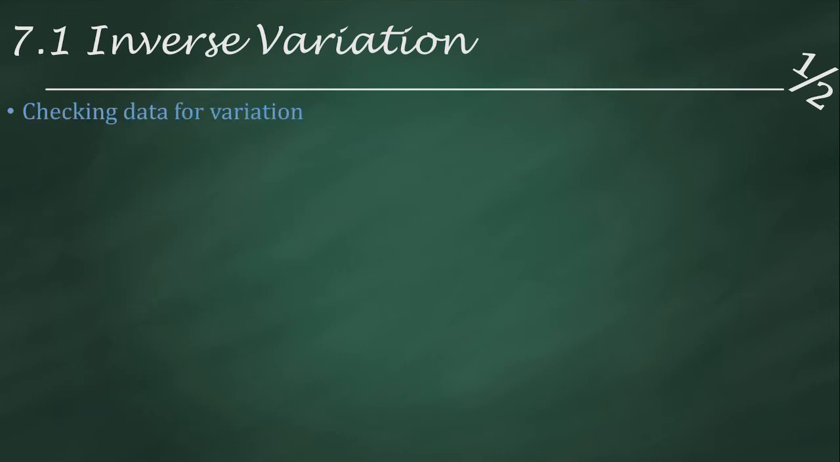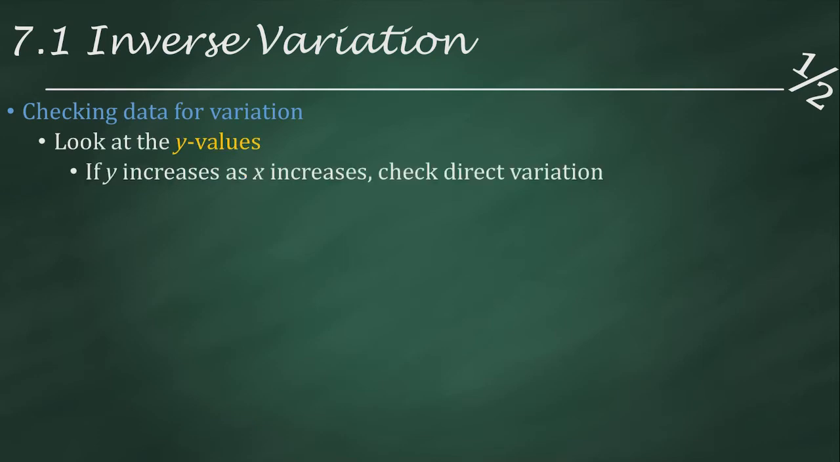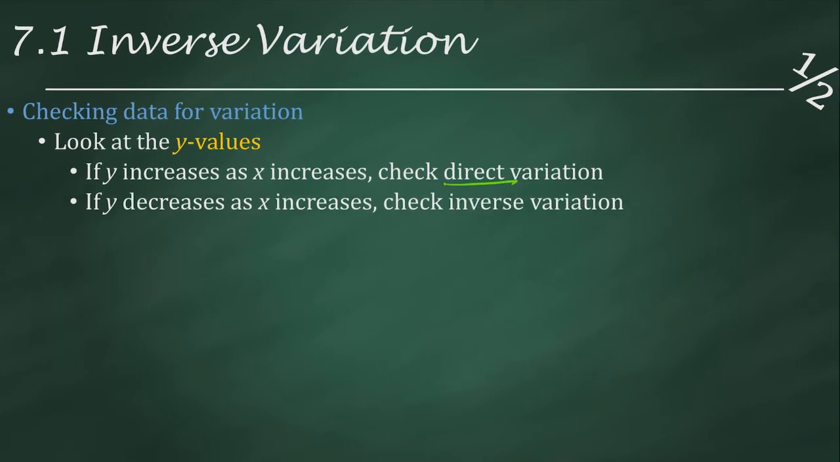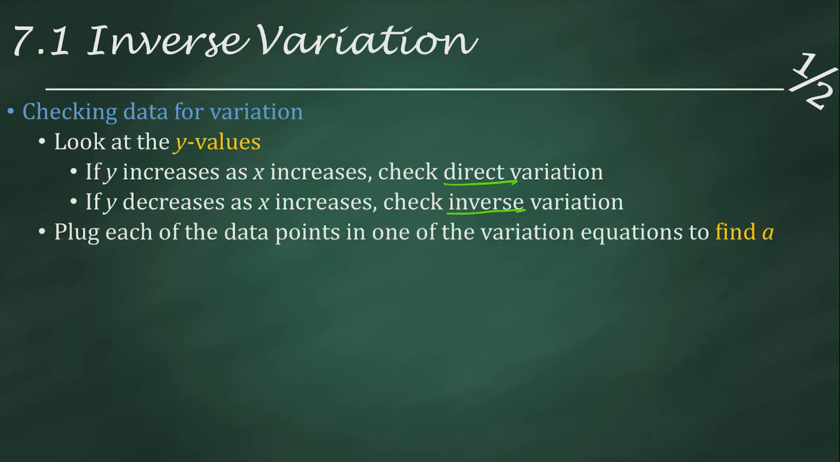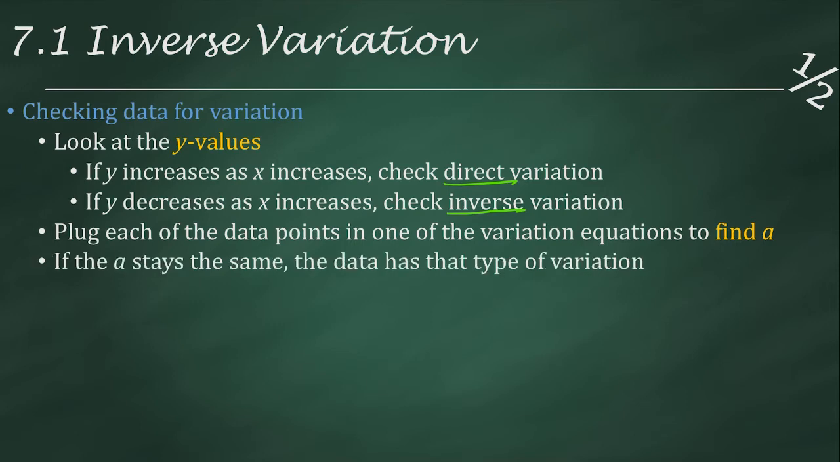So what if we have a bunch of data, which means a list of numbers? What type of variation do they show? So we're going to look at the y values. If the y increases as x increases, that would be direct variation. But if y decreases as x increases, it would be inverse variation. Probably. But we need to make sure that the a is truly constant. So we'd plug each of the data points into one of the variation equations and find a. If a stays the same, the data has that type of variation.